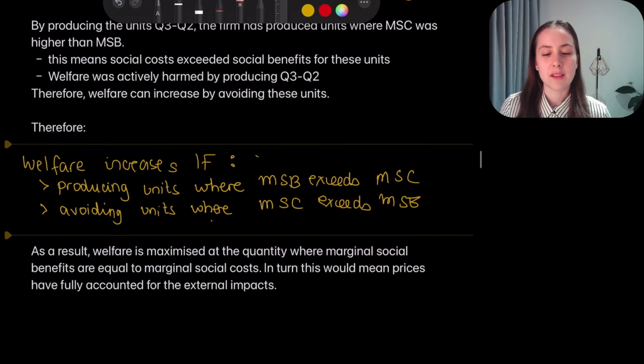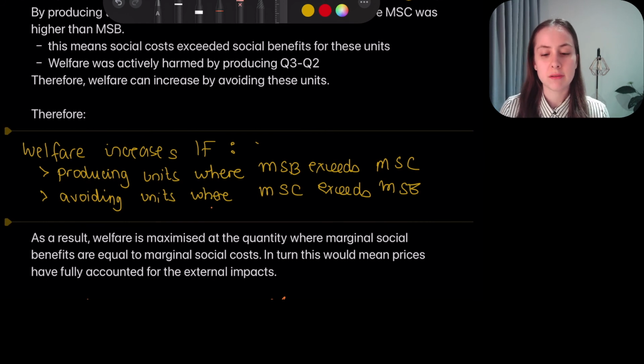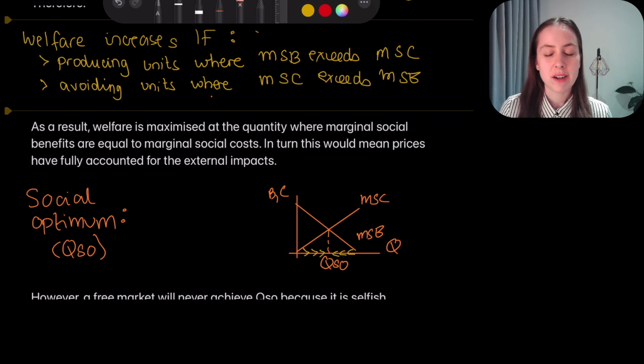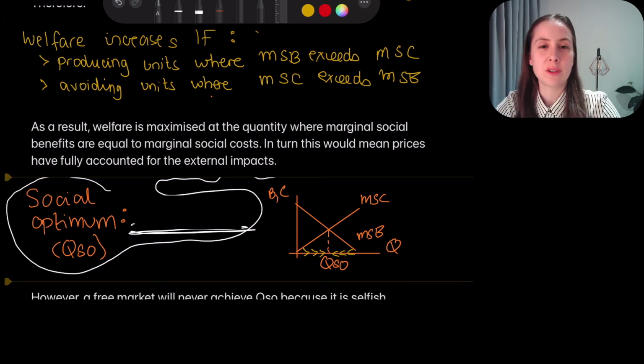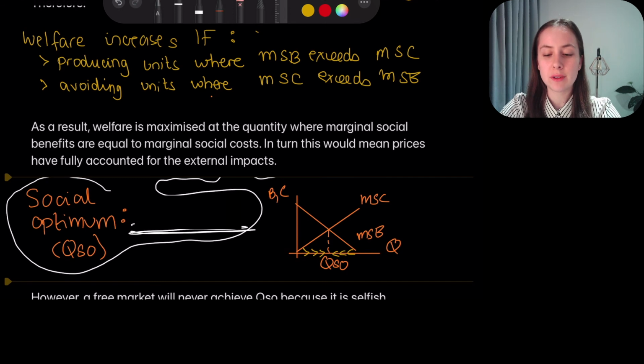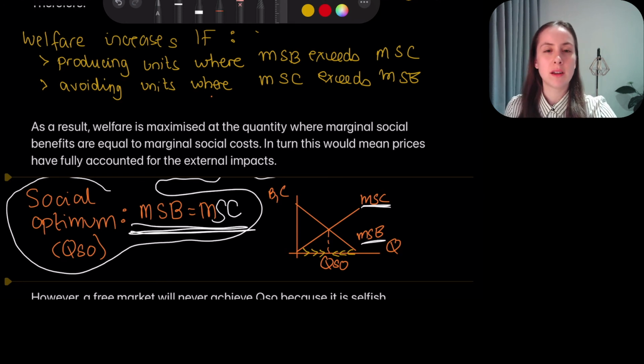And here we have these two key conditions. Same as before, welfare increases if you produce units where MSB exceeds MSC, and you avoid units where MSC exceeds MSB. This brings us to a really cool conclusion: if you want to maximize welfare, you should produce where the social optimum is, where the MSB equals the MSC. That's the optimum, because if you are to the left of that, your benefits are higher than your costs, and you should produce more units. And if you are to the right of that, your costs exceed your benefits, and you've harmed welfare.